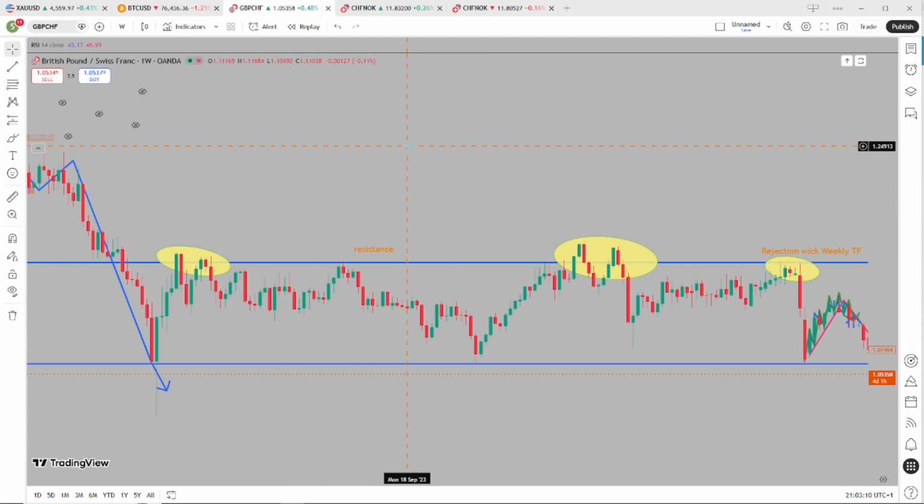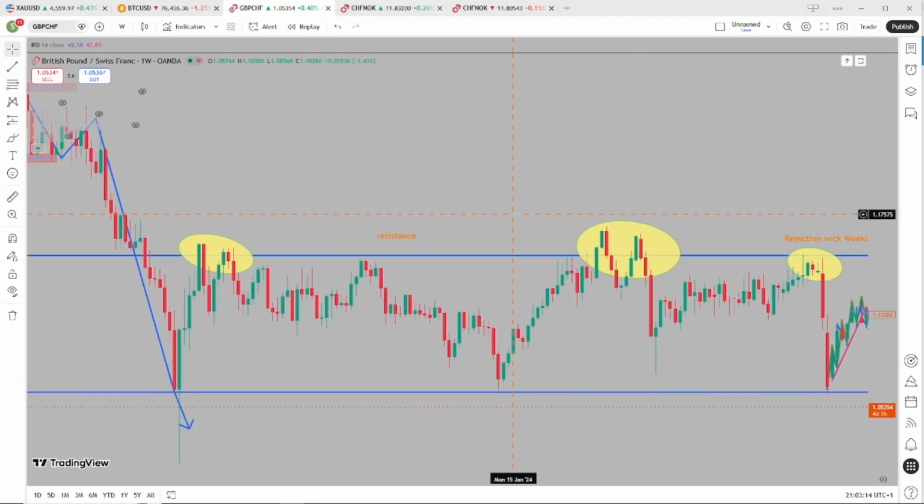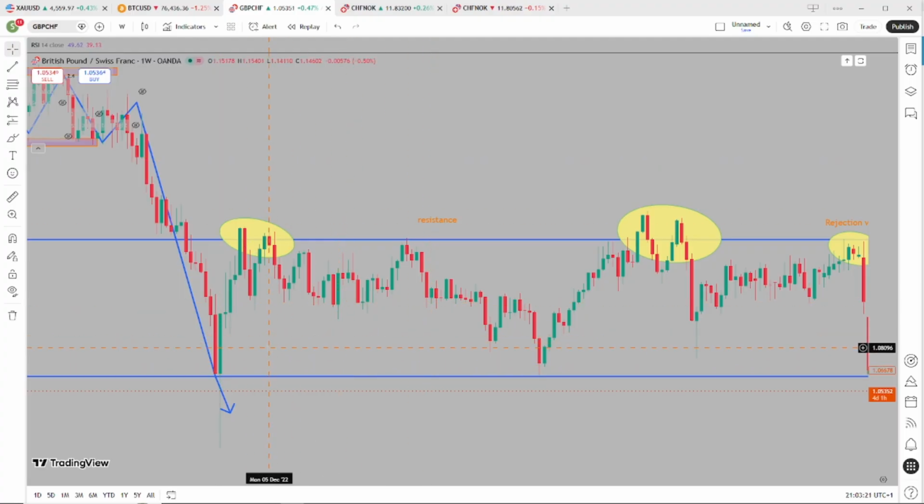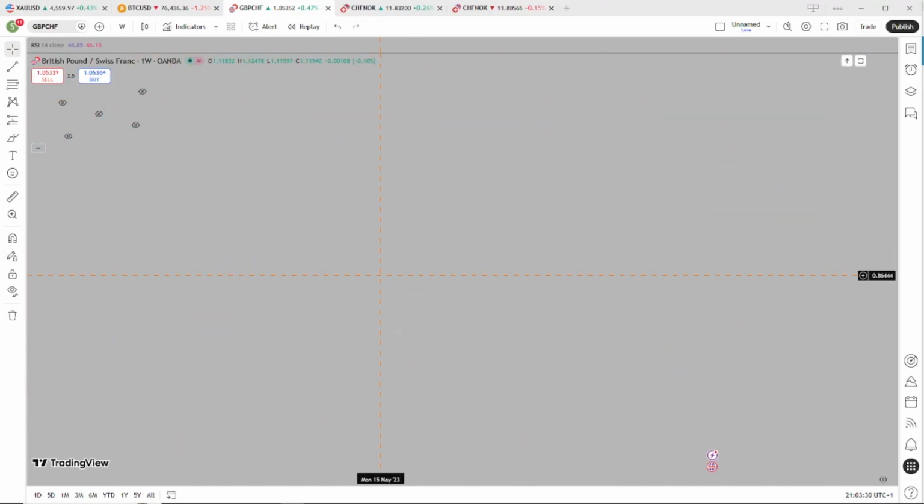This is resistance, meaning it's gonna resist when price comes to it, right? So boom, price has come. It's now created this new range. Why has it created this new range? Because price is trying to sell off, but price will never just sell all the way down. It will never just go down.